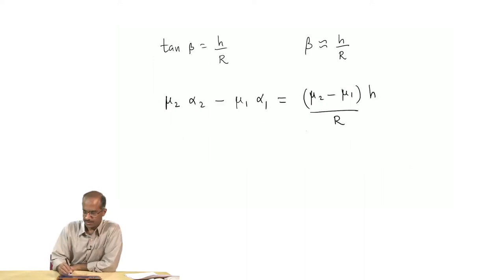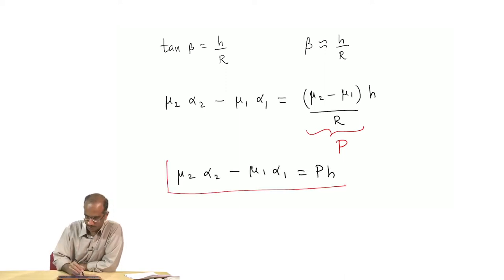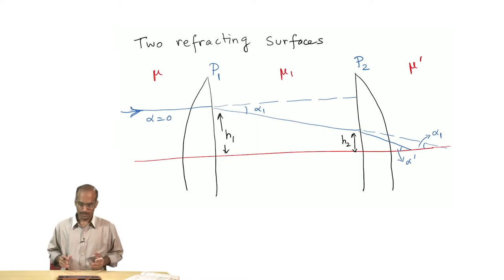Now, this quantity mu 2 minus mu 1 by r is simply the power, 1 by focal length. So, let me call this P. So, it is a useful way of rewriting what we already knew. So, here is a problem of two refracting surfaces.